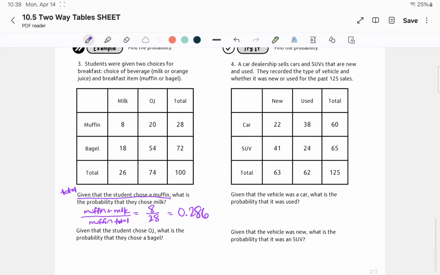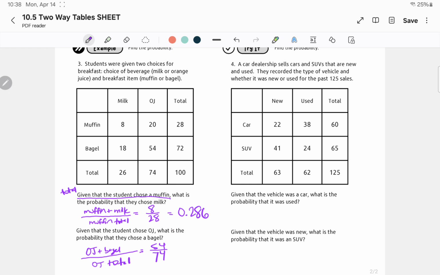All right, and then the second part to this is, given that the student chose OJ, what's the probability that they chose a bagel? So same thing. Given that the student chose OJ, OJ total is going to be on the bottom. And that they chose a bagel, so they chose OJ and a bagel, that's going to go on top, okay? So how many chose OJ and a bagel? That would be 54. And how many chose OJ total? That would be 74.